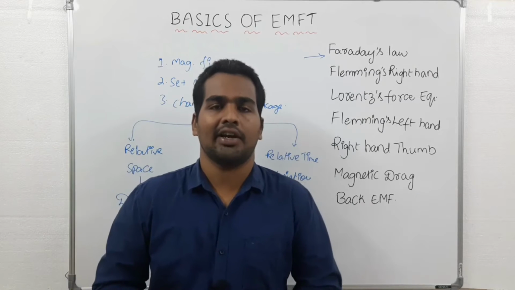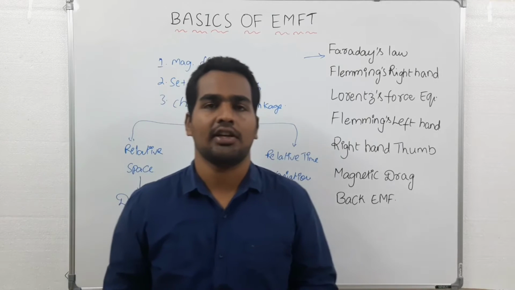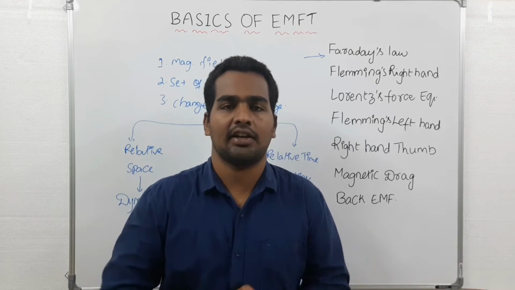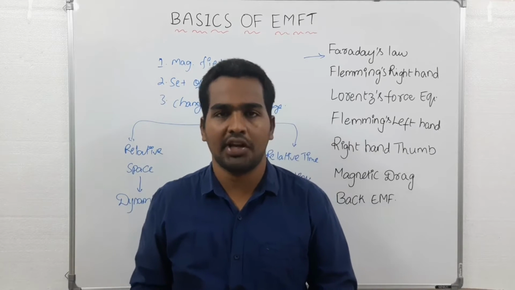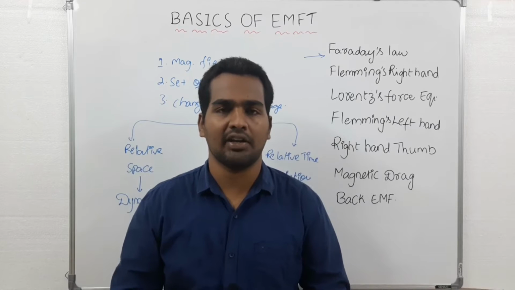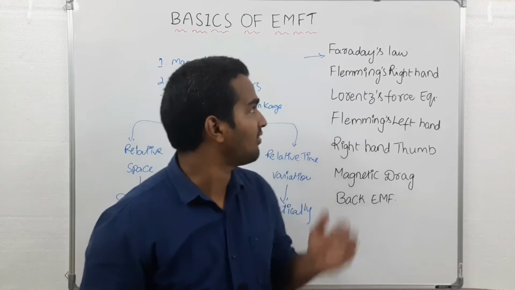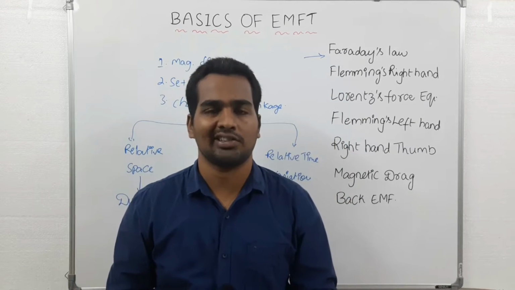For example, in case of DC generator, conductors are moving in a time invariant magnetic field. So there is a relative space variation between set of conductors and magnetic field. Hence, EMF is induced according to Faraday's law.